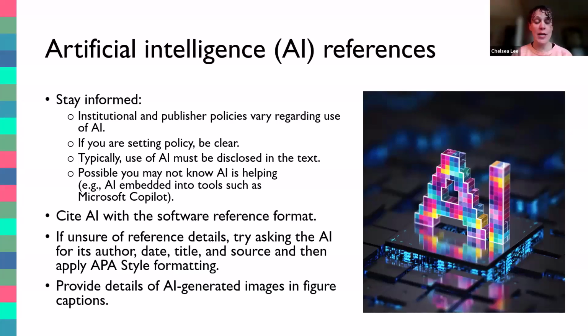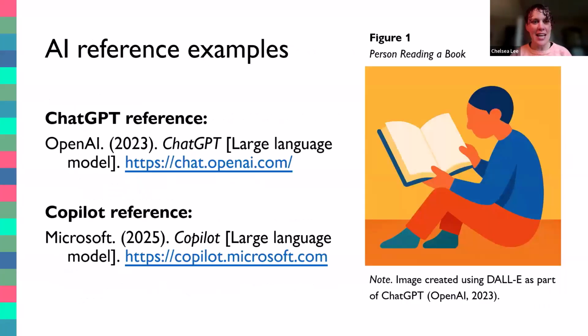To give a reference for an AI, use the software reference format, which has, you guessed it, an italic title. And if you're not sure of what the details for author, date, title, source should be for the AI, try asking the AI, see what it says. So that's one of my tips for that. So let's look at the AI reference examples themselves now, which are on the next slide.